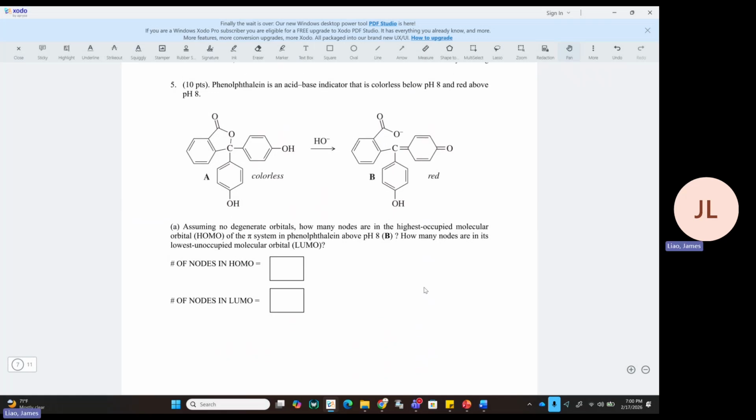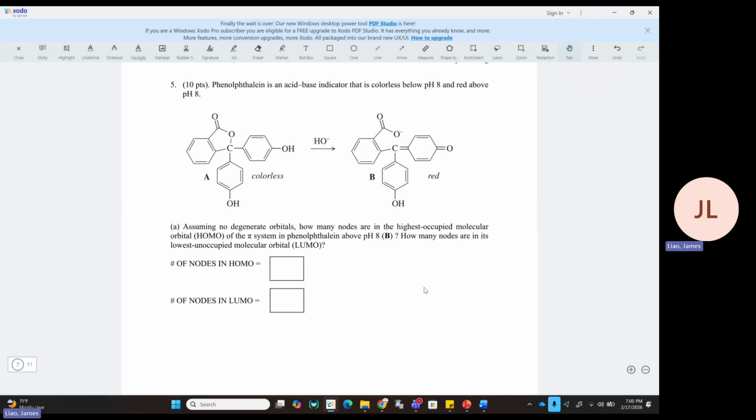Back in Gen Chem, you guys dealt with something called phenolphthalein. It turns colorless and then it turns red. This is the molecule of phenolphthalein. This is an acid-base indicator that is colorless when it's acidic and turns red when it's basic. So this is the molecule.